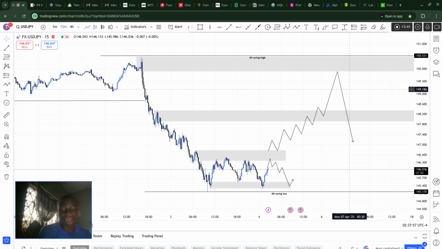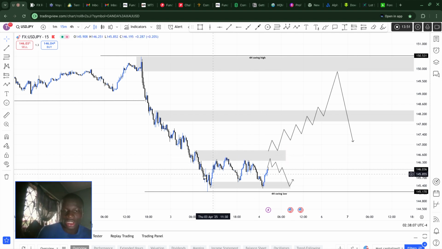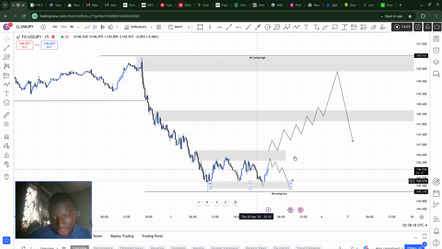I know that I want to take entry. If you want to take entry from here, you have to see confirmation. You can also trade the range. Actually, this is the range.